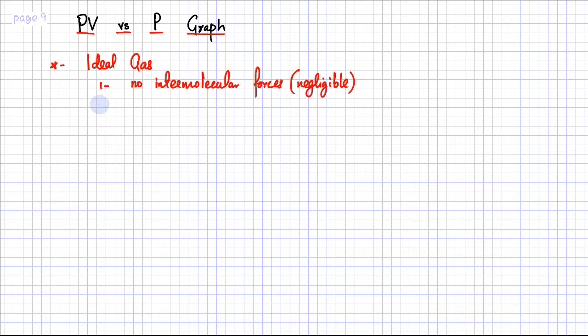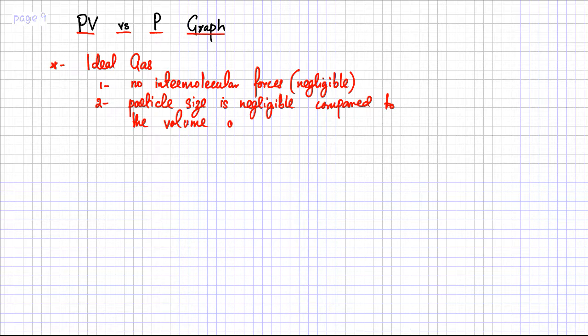The second assumption of an ideal gas is that the particle size is negligible compared to the volume occupied. So that's your second assumption.